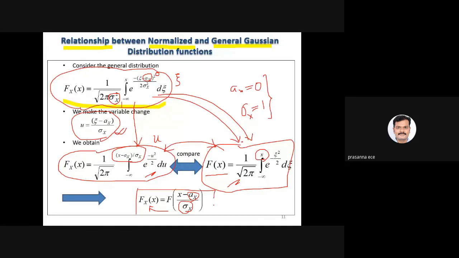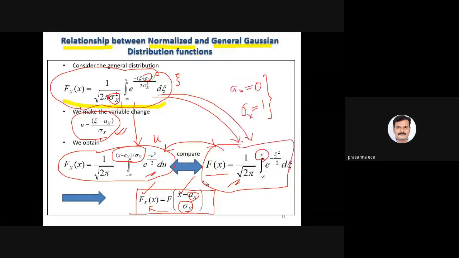Okay, so this f_X(x) is nothing but the shifted and scaled version of your normal distribution. The general distribution f_X(x) is nothing but a shifted and scaled version of your normal distribution. This is the important relationship here. I hope you are able to understand this relationship.